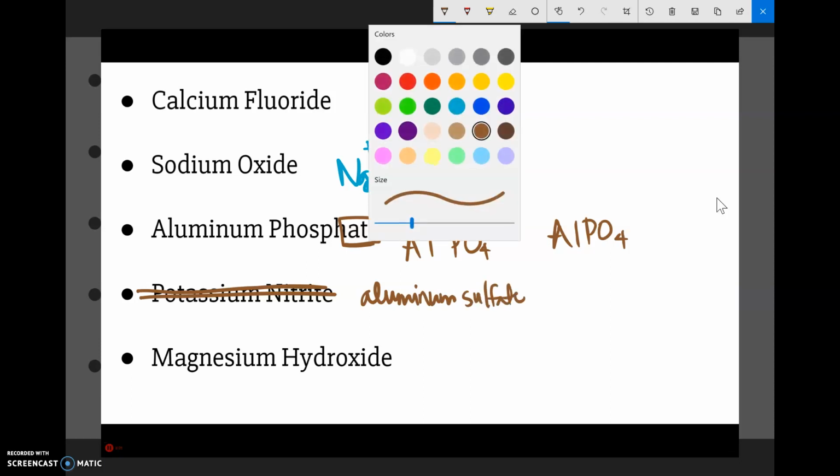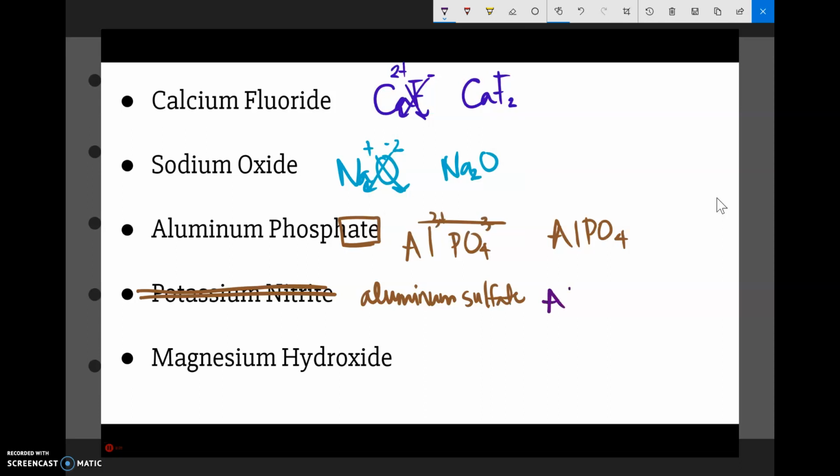Okay, so let's go ahead and do this one. Aluminum is Al 3+. We know that from up above. Sulfate, it has an -ate ending, so you're going to go to your polyatomic ion sheet, and this is SO4 with a 2- charge. Okay, so again, these don't cancel.